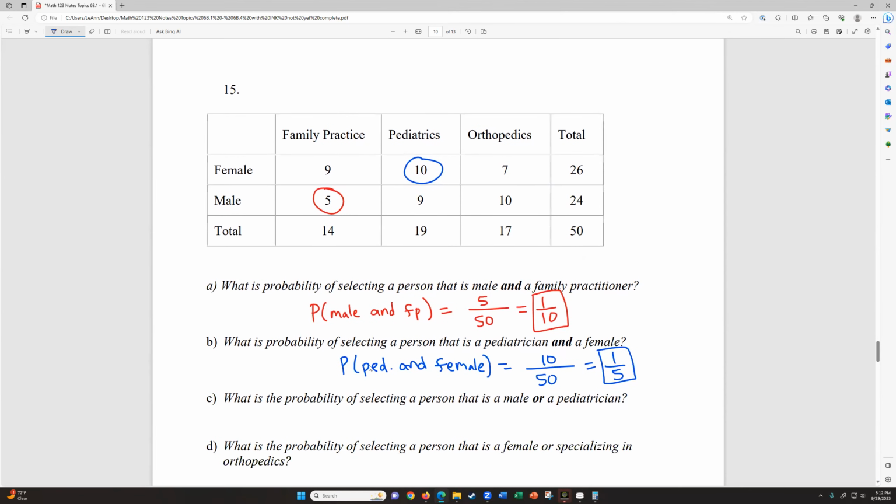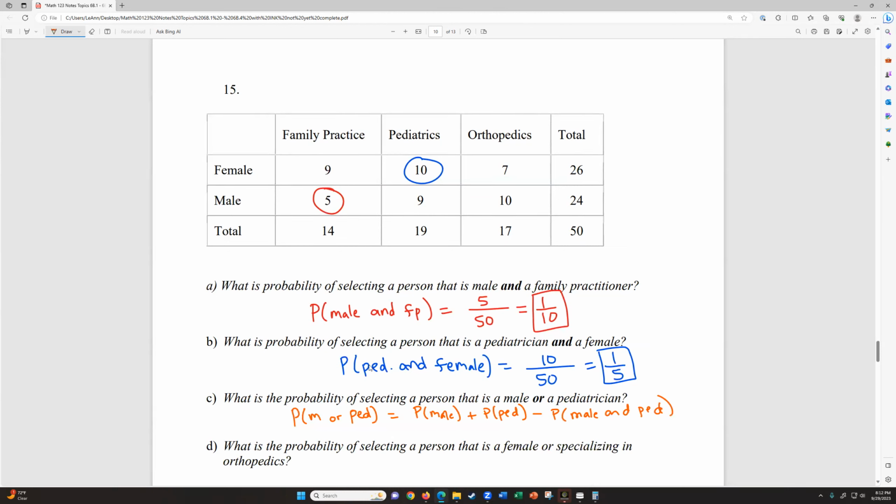Now let's do an "or" problem. I'm going to use orange this time. What is the probability that a person is male or a pediatrician? To do that, we need the probability that they're male plus the probability that they're a pediatrician minus the probability that they were a male and a pediatrician, just that overlap part.